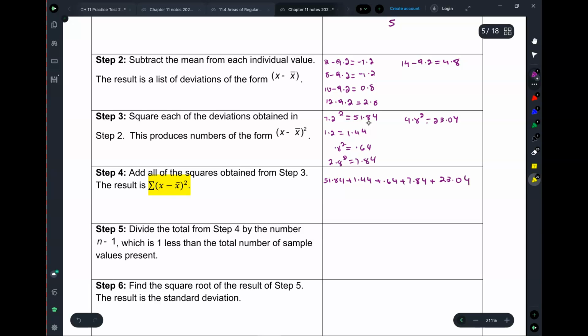Next, divide the total. Yeah. It's just so exciting.